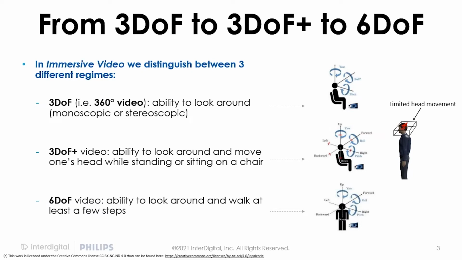In immersive video we distinguish between three levels of immersion. 3DOV, also called 360-degree video or VR360, is the ability to look around, monoscopically or stereoscopically. 3DOF plus video adds to that the ability to move your head while standing or sitting on a chair, meaning that there is limited head movement. 6DOF video extends that by being able to walk around at least a few steps.